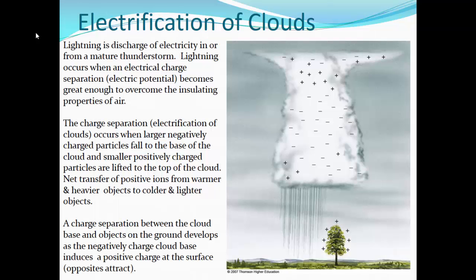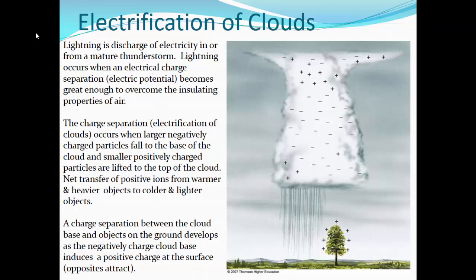Moving on now to lightning, and of course lightning is what makes a thunderstorm a thunderstorm. Lightning is a discharge of electricity in or from a mature thunderstorm. Now, it has to be a mature thunderstorm because it has to have the height to get this charge separation, and it has to have the height for the charge separation to be able to occur.